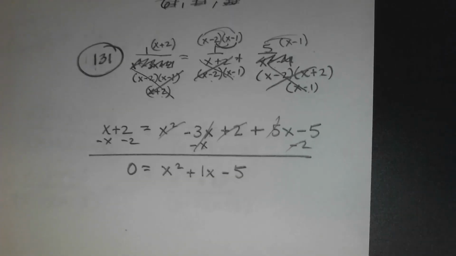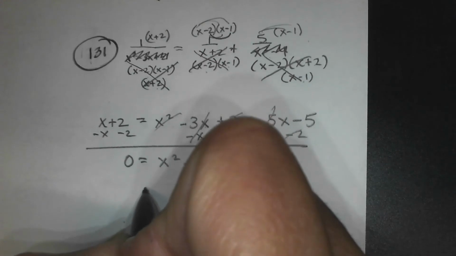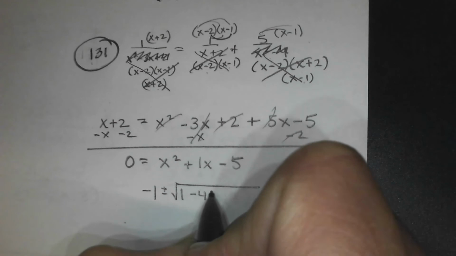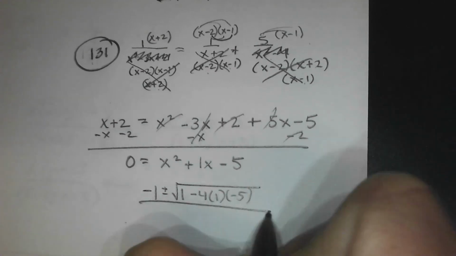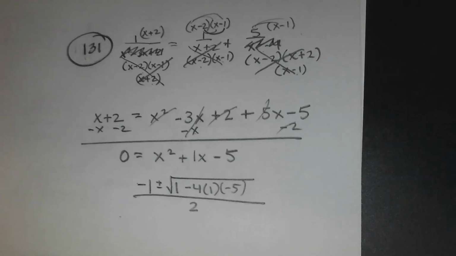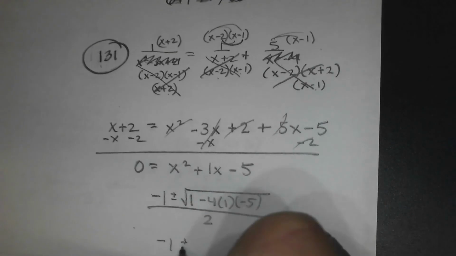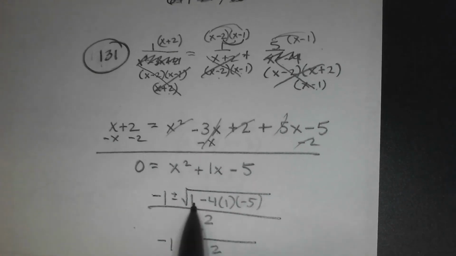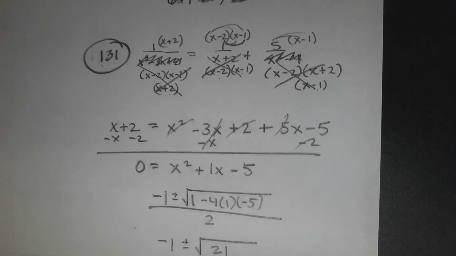And if I can solve it using factoring, good. If I can't, quadratic formula. Opposite of b plus or minus the square root of b squared minus 4ac all over 2a. A is just 1 there. And then I'm just going to get my 2 answers once I crunch this down. Okay, so negative 1 plus or minus the square root of 1 plus 20, right? Negative 4 times negative 5 is 1 plus 20, so 21 over 2.